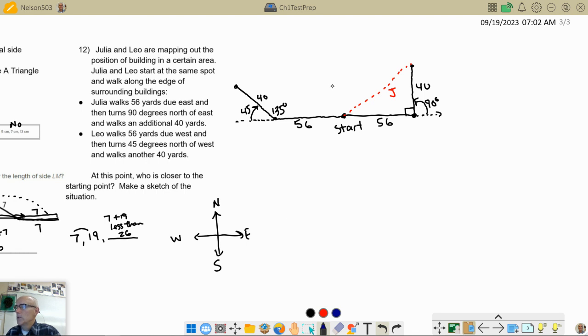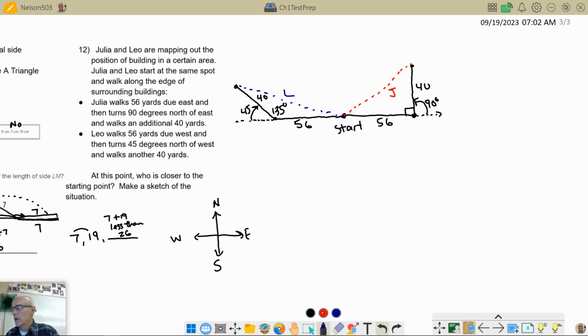And we'll put Leo in blue. Hopefully I can get a straight looking line there. So this is Leo. All right. At this point, who is closer to the starting point? Duh. Hopefully it's a duh for you. Of course Julia is, because look, she turned 90 degrees. She's going straight this way, but Leo's only turned 45 degrees. So he's getting further and further away from the starting point back here, right? So at this point, who is closer to the starting point?